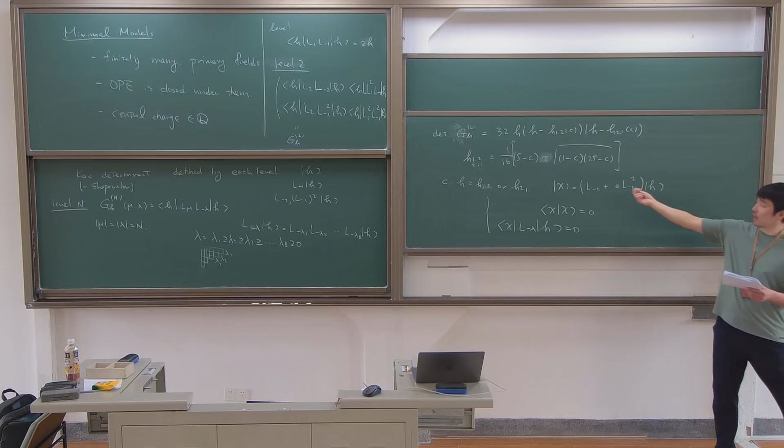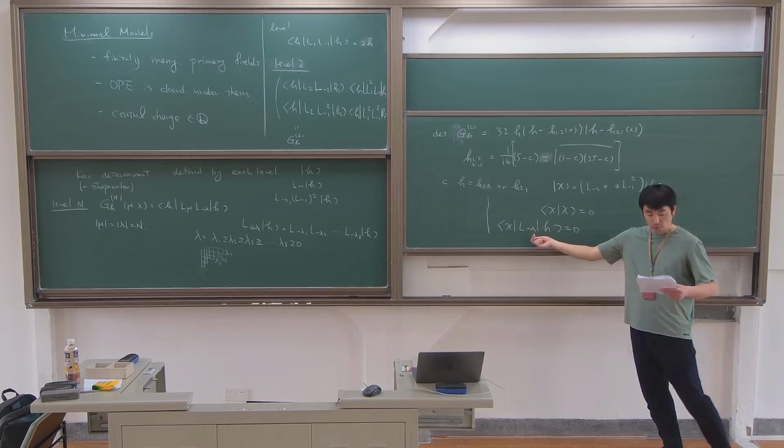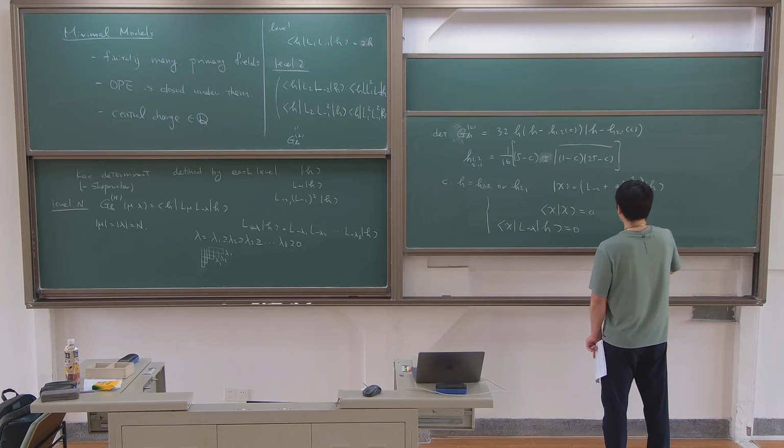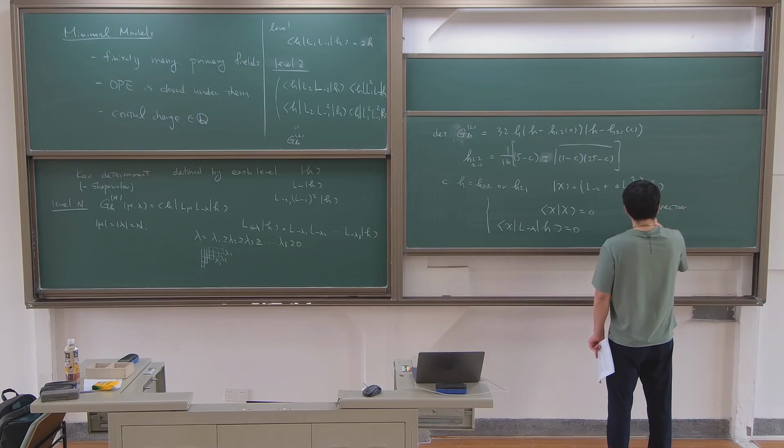Okay, so I will derive this a by using this property. This χ is called a null vector, or singular vector.